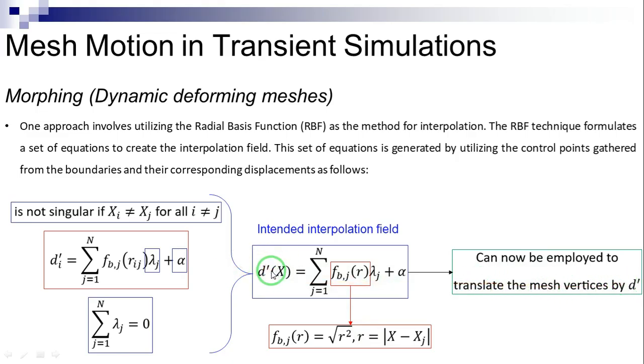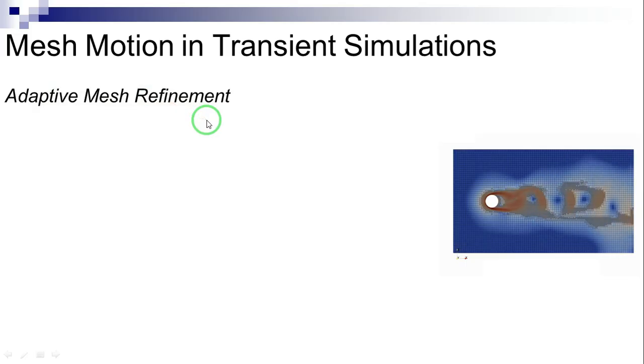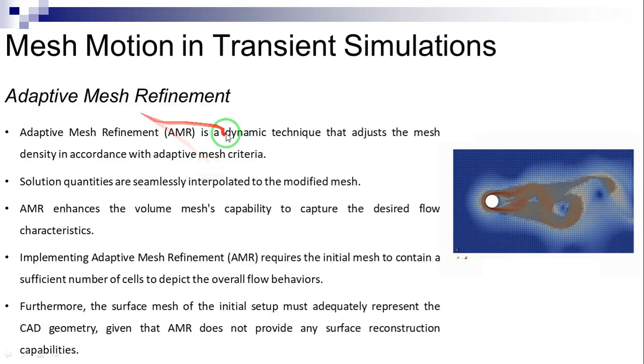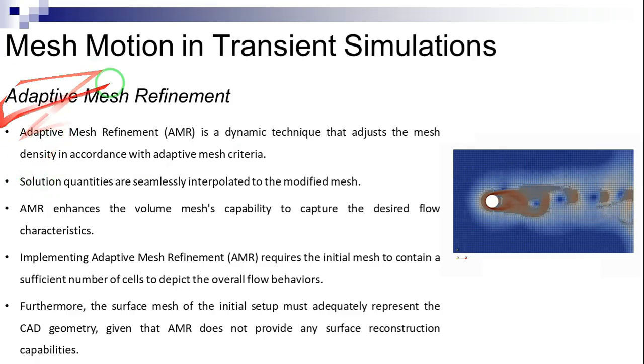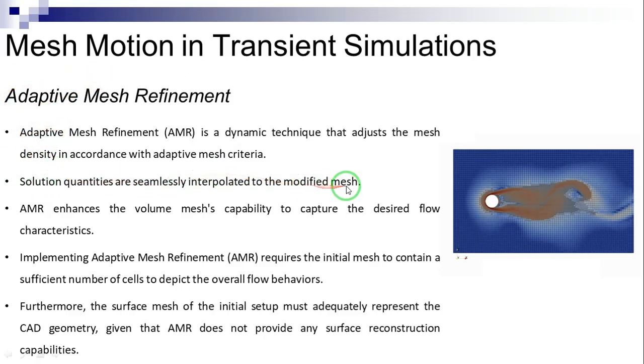Adaptive mesh refinement. Adaptive mesh refinement, AMR, is a dynamic technique that adjusts the mesh density by refining or coarsening cells in accordance with adaptive mesh criteria as they evaluate the flow solution. Solution quantities are seamlessly interpolated to the modified mesh. AMR enhances the volume mesh's capability to capture the desired fluid flow characteristics, but it does not negate the necessity for meticulous mesh construction. Implementing adaptive mesh refinement requires the initial mesh to contain a sufficient number of cells to depict the overall flow behaviors.